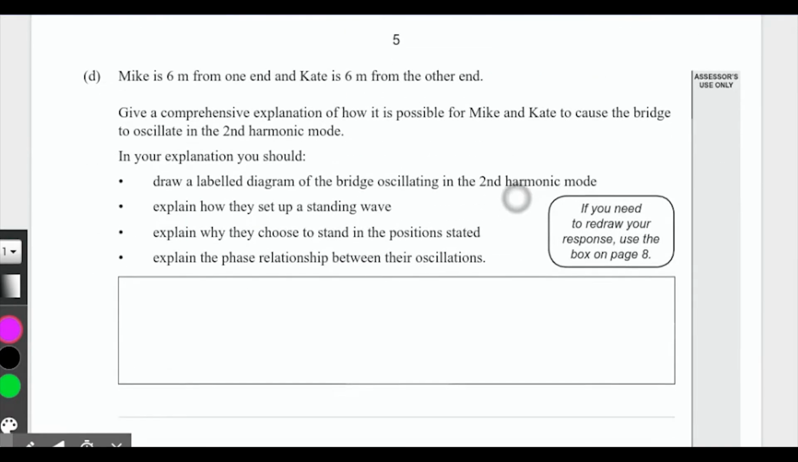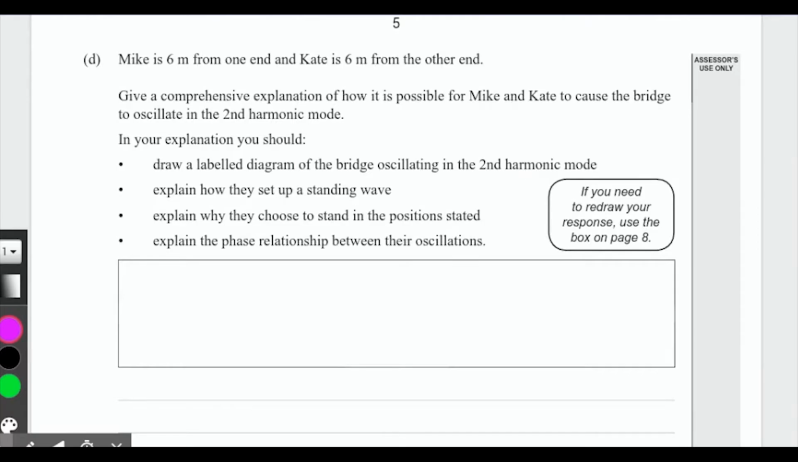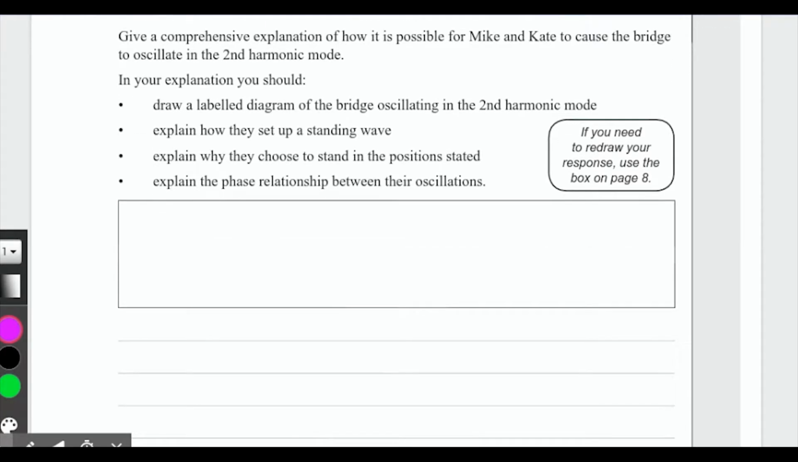Okay, Mike is 6 meters from one end and Kate is 6 meters from the other. Give a comprehensive explanation of how it is possible for Mike and Kate to cause the bridge to oscillate in the second harmonic. And you should include a bunch of things in your description. Draw a labeled diagram of the bridge oscillating in the second harmonic mode. Okay, well, let's do the diagram first. So we have our ends here. Okay, I have a node in the middle. So our wave will look something like that.